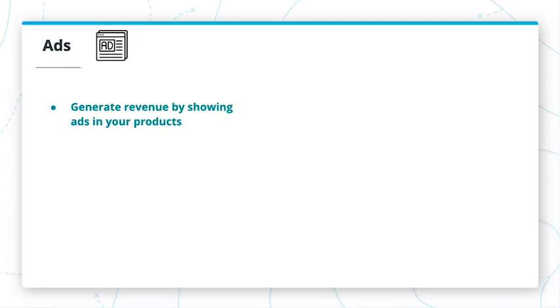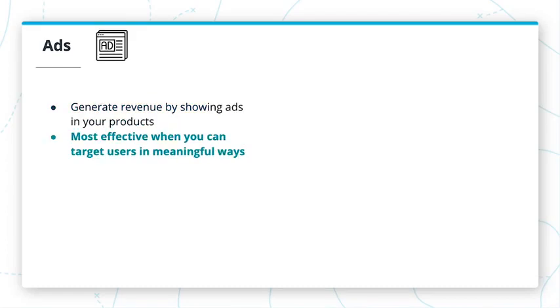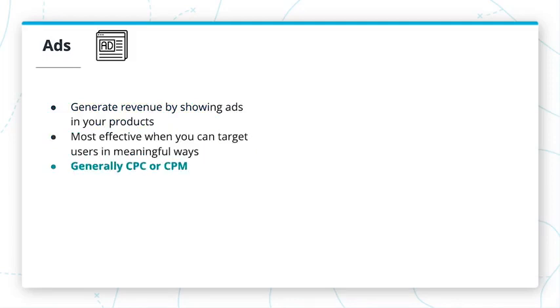In products that are ads-based, you generate revenue by showing ads from third parties. The more effective your targeting is to show relevant ads to interested users, the better this model will work. Advertisers generally pay for ads on a CPC or cost per click basis. This is much more common in search products. Or they can also pay for ads on a CPM or cost per 1,000 impressions basis. This is more common outside of search products.